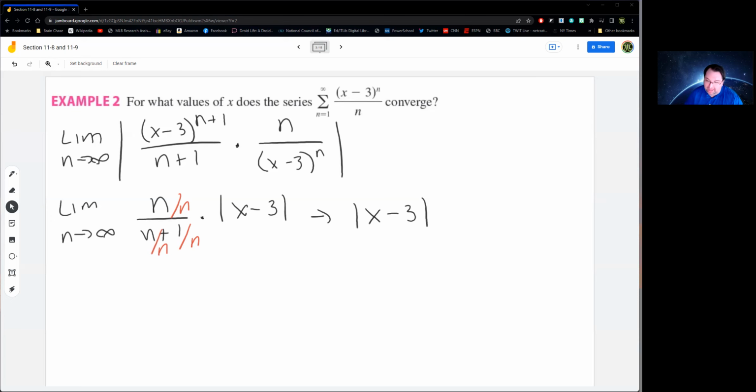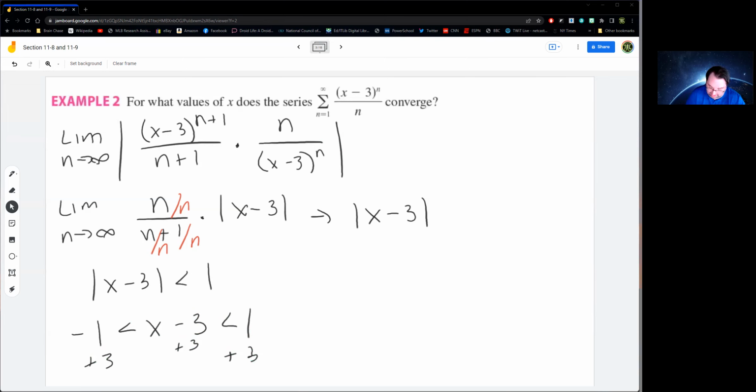But in this case, we've got the x minus 3. So we have to figure out what values of x are going to make this work. Remember, the ratio rule says it's got to be less than 1. So the absolute value of x minus 3 is less than 1, which means it is between negative 1 and 1. If I add the 3 to all sides, I end up getting 2 is less than x is less than 4.